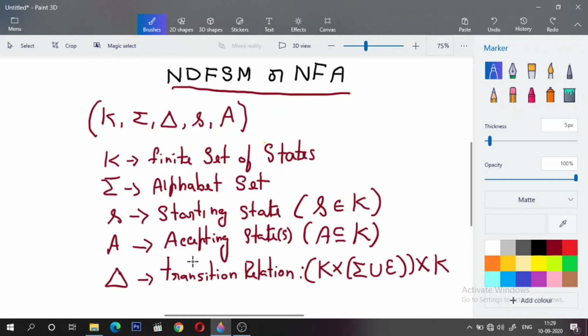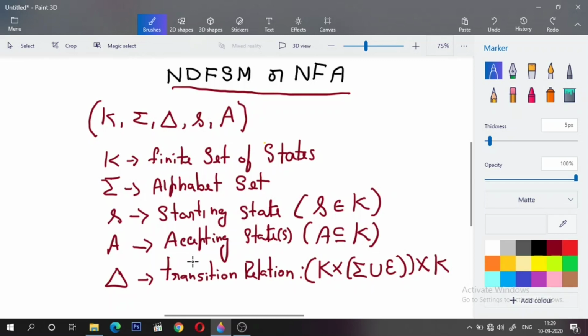Welcome everyone to a session on automata theory and computability. In today's session, let us learn what exactly NDFSM is, or the other name is NFA, which stands for non-deterministic finite state machine, or non-deterministic finite automata. So we'll start with the definition.